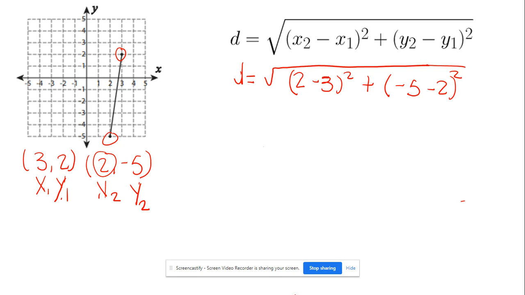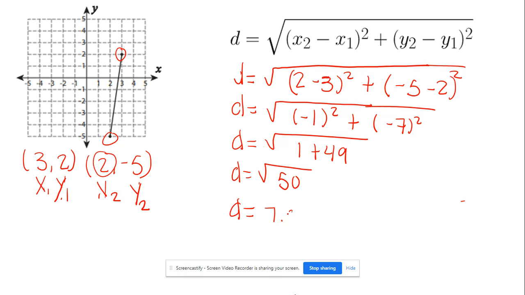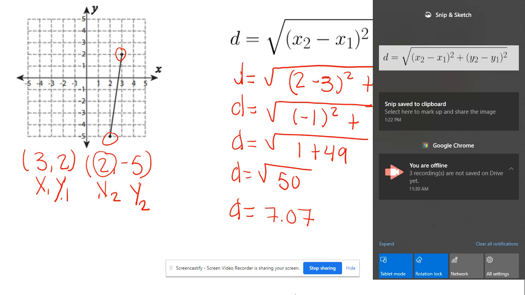Use the order of operations. So distance equals the square root of negative 1 squared plus negative 7 squared. Distance equals the square root of 1 plus 49. Distance equals the square root of 50. You put that in your calculator and you get distance equals 7.07. So in your calculator, you're going to get an irrational number.